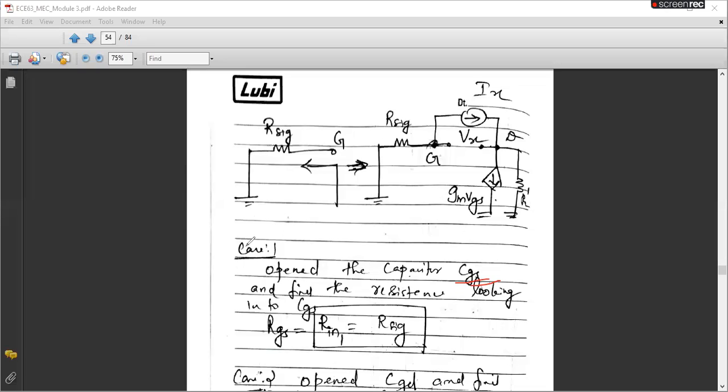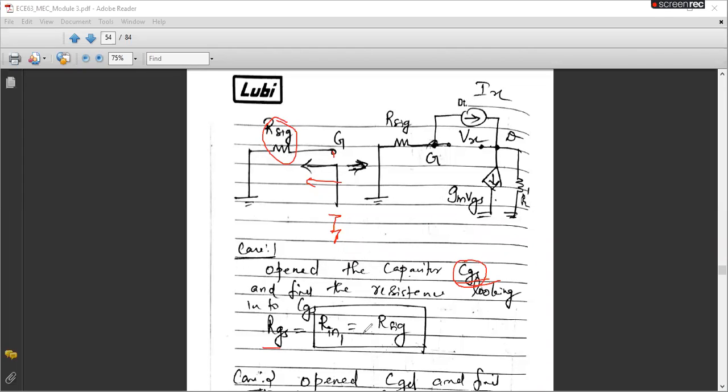In case one, I have considered the effect of CGS alone, and meanwhile the other two capacitances, that is CL and CGD, are maintained as zero. Looking into the capacitance CGS, where was CGS connected before? CGS was connected between ground and gate, right? So looking into this terminal, we have only one resistance available. So that can be directly written as RGS.